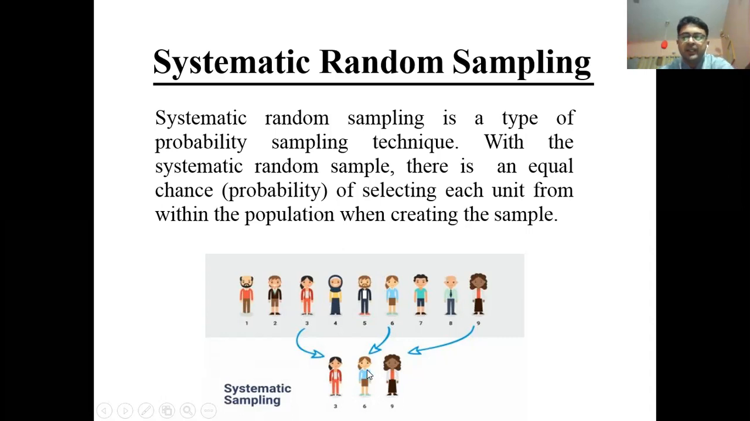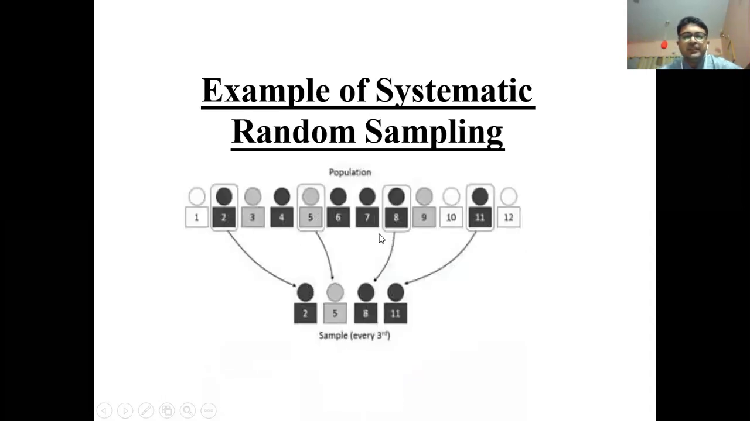And there is another example of systematic sampling. The same population is there, from 1 to 12 people. We have chosen 2 here, and after an interval of 3, like 2, 3, 4, we'll choose 5, and then 6, 7, 8, we'll choose 8, and then 11. This is how we choose a systematic sampling.